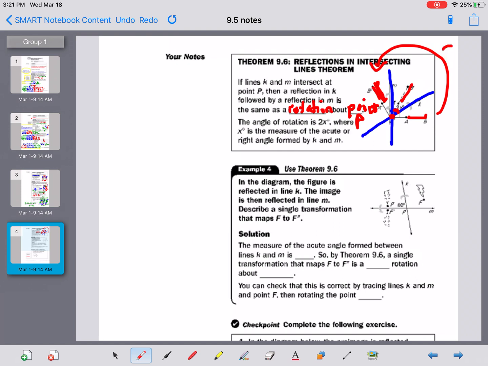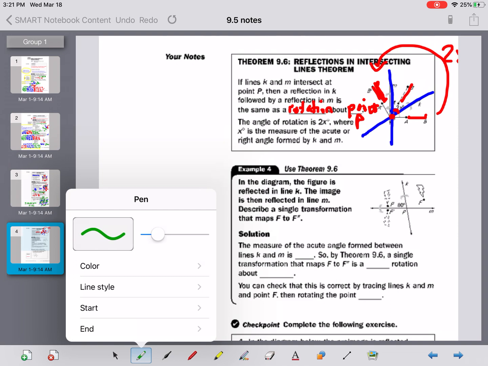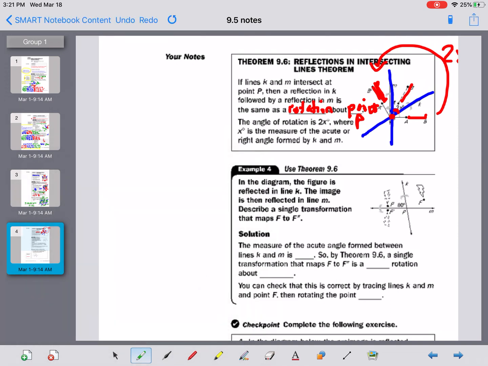So we look down here at example 4, and I have a blue, looks like a lightning bolt here. F is my original figure. I do one reflection across line K, and I land over here at F prime. And then I reflect that over line M, and I land down here, almost like I'd be looking in my third quadrant, at this final lightning bolt. That's my final figure. So I'm going from F to F double prime.